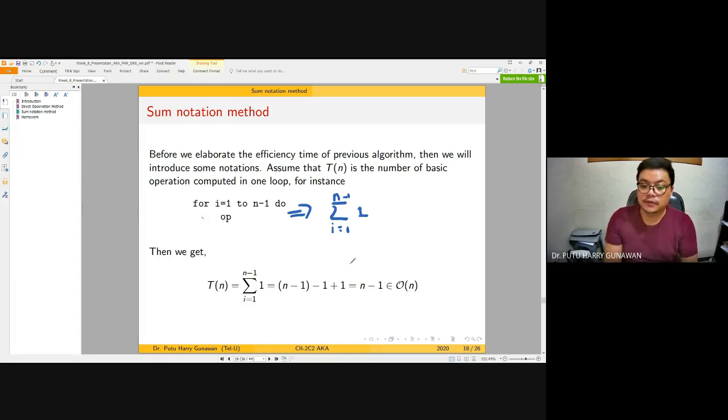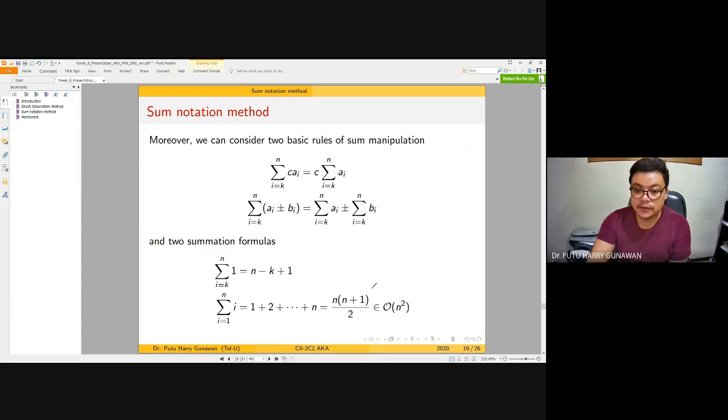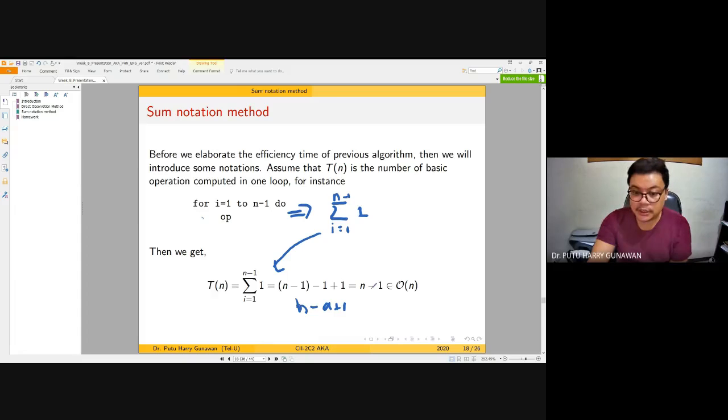Okay, so then after that we can continue. This is the formula: b minus a plus 1. So n minus 1, and the upper bound of the sum is n minus 1, minus the initial 1, plus 1, so it should be n minus 1. These notations are very simple. From this notation, we can generalize it into the operations of the sum.